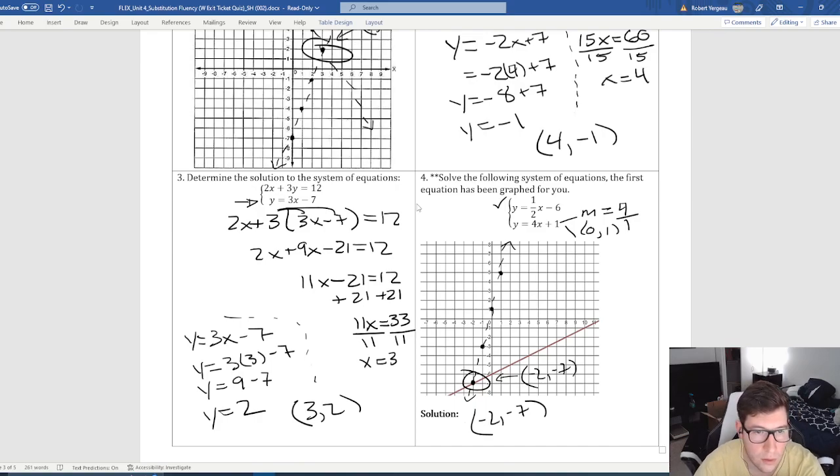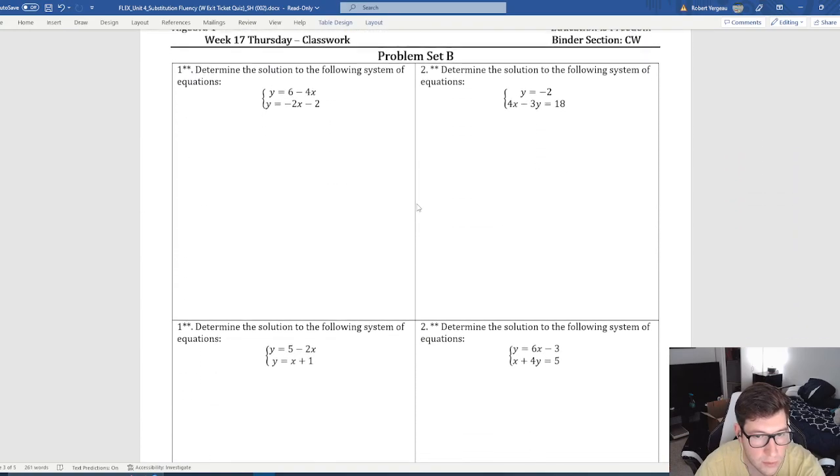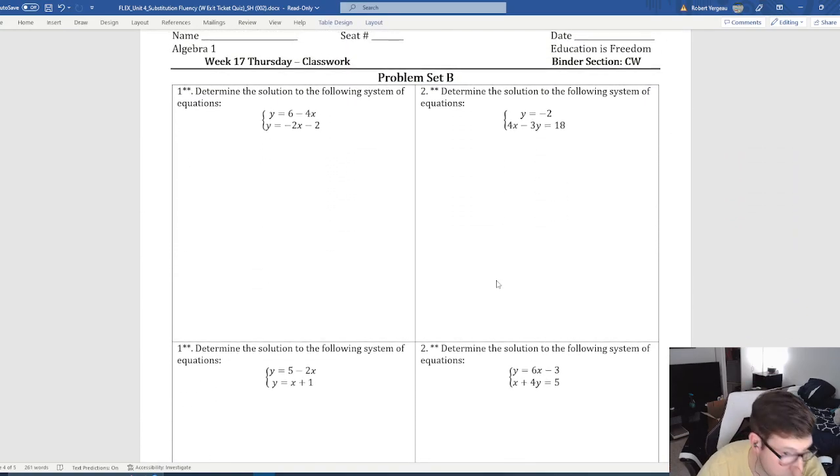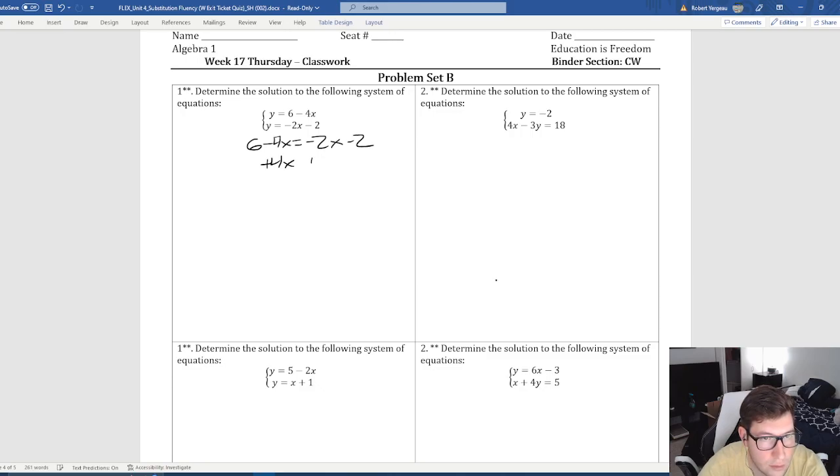All right. Let's move on to problem set B. Once again, in 1, we have 2 equations in slope-intercept form. We're just going to go ahead, set them equal, and then go ahead and solve for x. So we're going to have 6 minus 4x is equal to -2x minus 2. Going to add 4x to both sides. 6 is equal to 2x minus 2. Add 2. 8 is equal to 2x. Divide both sides by 2. Learn that x is equal to 4.